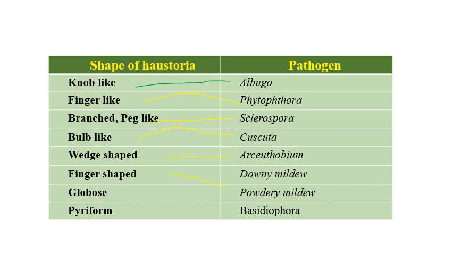Finger-shaped in downy mildew, globose in powdery mildew, pyriform in Basidiospora. So these are all different shapes of Haustoria. As I said, Haustoria is of different shapes. I think this slide was already explained in the previous presentations.